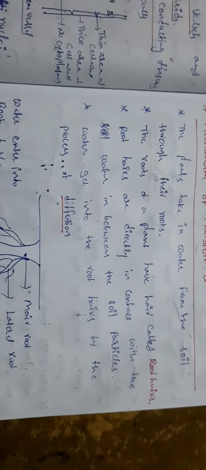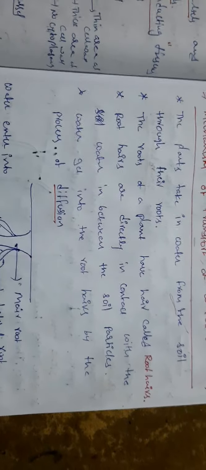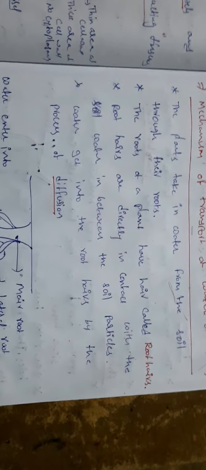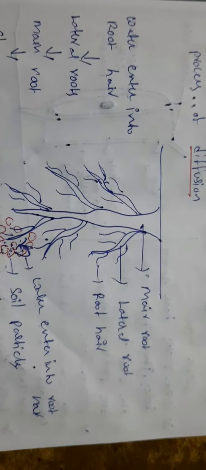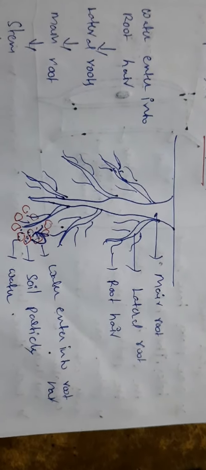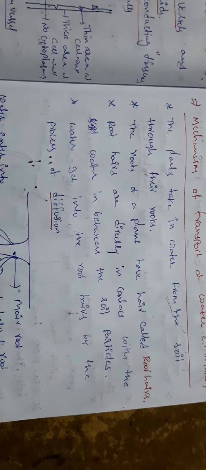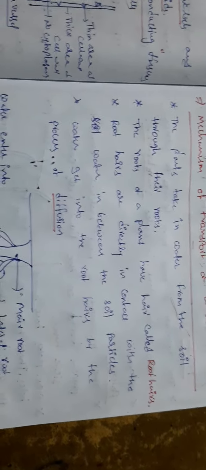How do they take in water and minerals? See, how can they take water and minerals? The roots of a plant have small hair-like structures called root hairs. See, the structure of the root: one is the main root, then lateral roots, and root hairs. Yes or no? The root hairs are directly in contact with the water in between the soil particles.